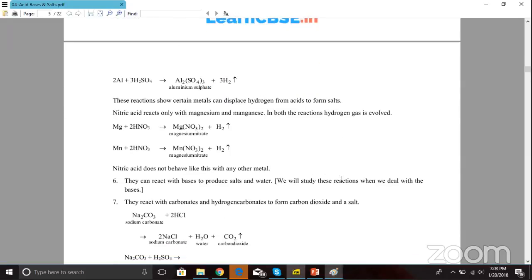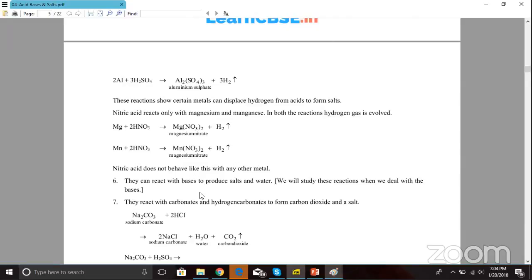Next is nitric acid. With nitric acid, when we add it to a metal, we generally expect hydrogen gas. Mn is manganese. Manganese reacts with nitric acid and produces manganese nitrate plus hydrogen. Nitric acid does not behave like this with any other metal.